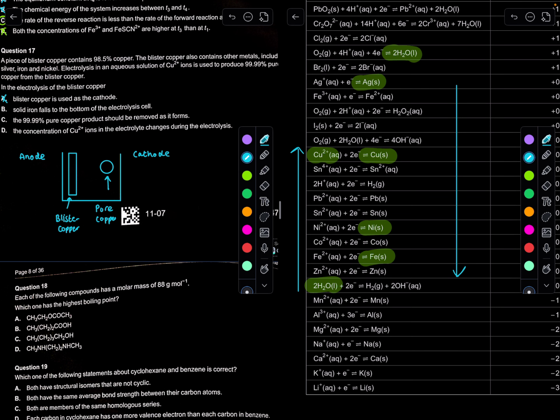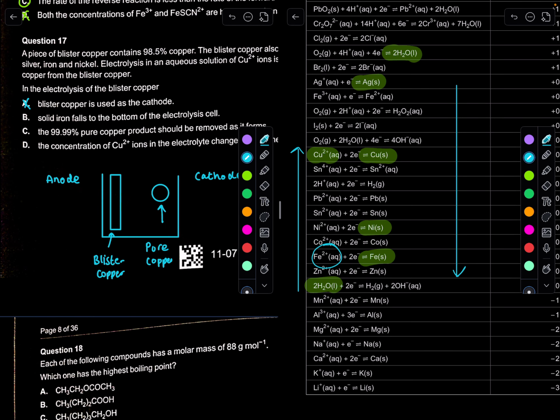No, it doesn't fall to the bottom, and it's not solid. What's actually going to happen is we form Fe2 plus ions in the electrolyte. It doesn't actually fall to the bottom. It just becomes Fe2 plus ions in the electrolyte. And the one that actually falls, if you don't know, is this.